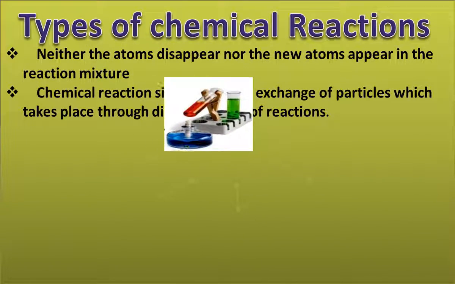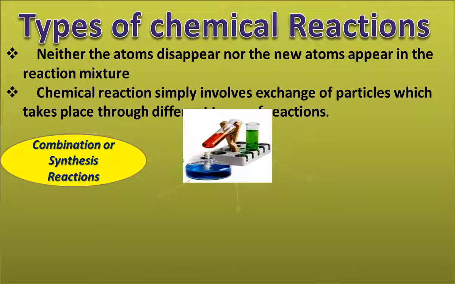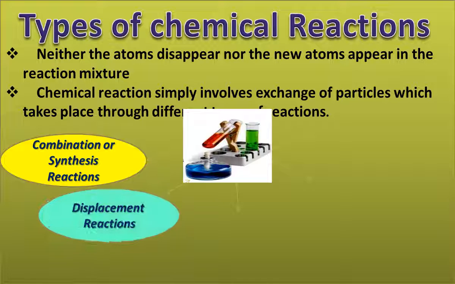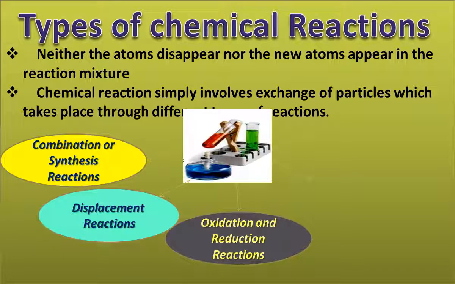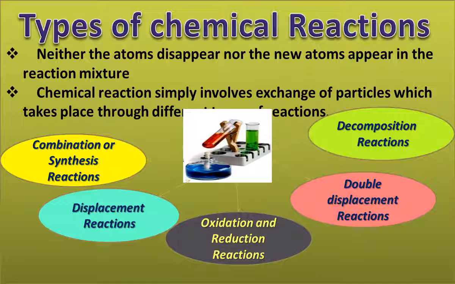The reactants undergo changes to form new products through different types of reactions. Here we will talk about the 5 reactions. The first is a combination reaction, second is a displacement reaction, third is an oxidation and reduction reaction, fourth is a double displacement reaction, and the fifth is a decomposition reaction.